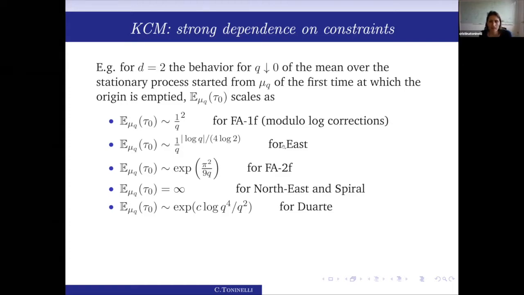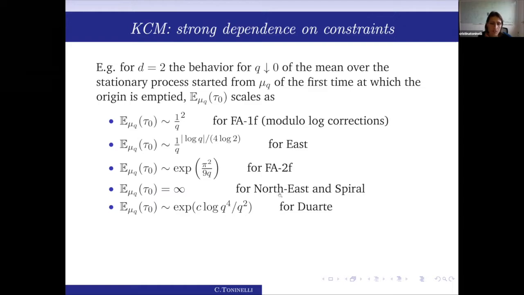For the East model, the case in which I require one empty site, but in the positive direction, the scaling is already very different. It's not the power law scaling, but a sharper divergence, 1/q to the power log q. For the model in which I require 2 empty neighbors, so Fa2F, the scaling of the infection time under the equilibrium process is exponential of the inverse of the density of empty sites. For the Duarte model, it's exponential of the inverse of the squared density of empty sites.